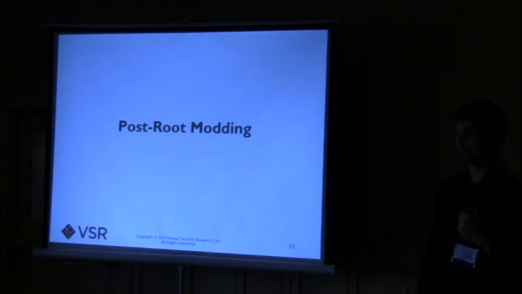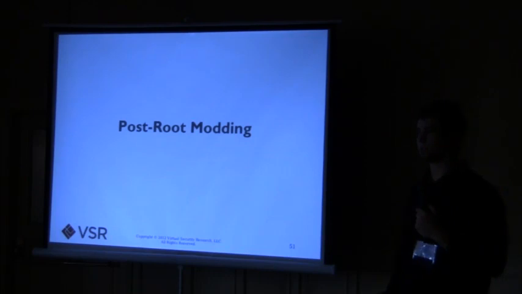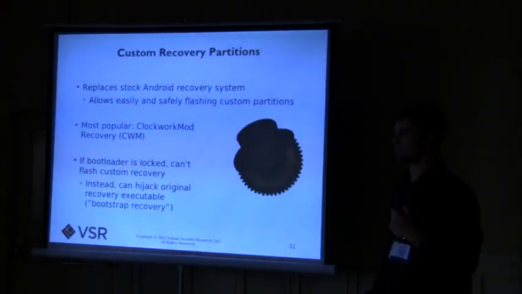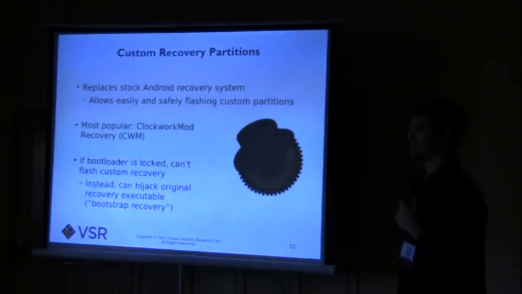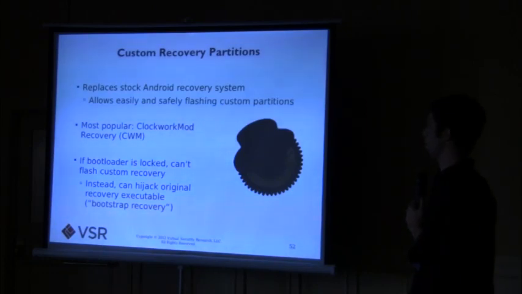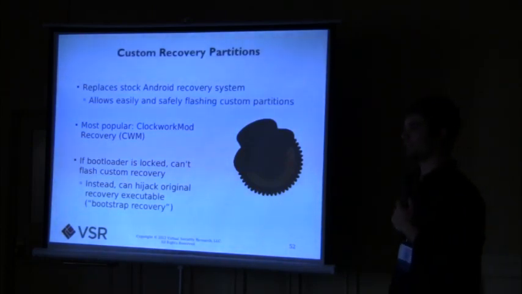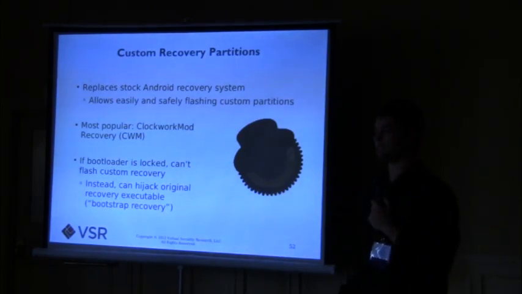So now that we've talked about what root exploits actually look like, there are a few things you can do on your phone once you've achieved root. The first thing many people do is install a custom recovery partition that replaces the stock Android recovery system, and this just allows you to easily and safely flash custom kernels and things like that.